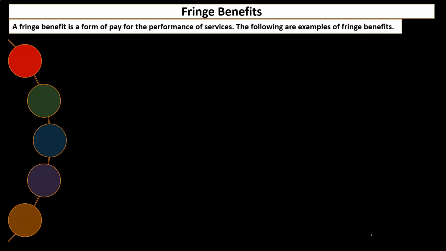Then we have the fringe benefits. A fringe benefit is a form of pay for the performance of services. The following are examples of fringe benefits. So again, fringe benefits are a form of pay. There may be tax treatment for it where you wouldn't have to include them in income, although they're a form of pay. And those are the things that, of course, benefit both the employer and the employee.